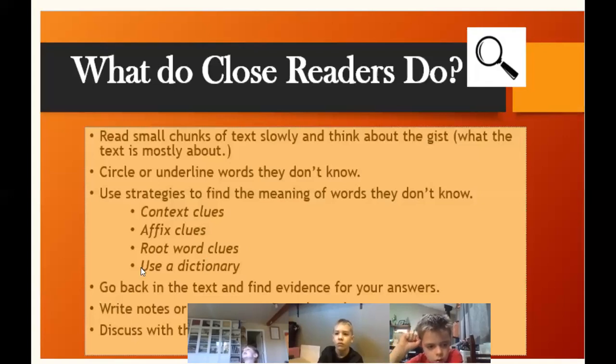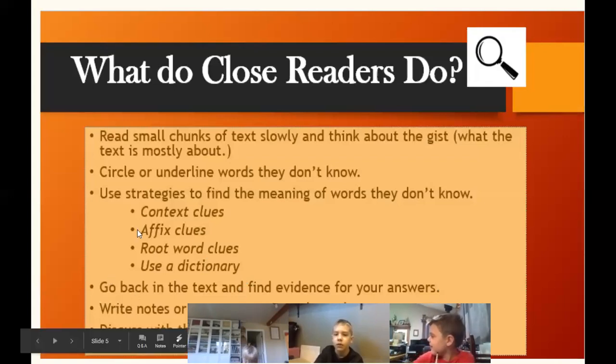and see if that gives us a hint. Or as a last option, today we are going to practice looking in our dictionary for a word, because sometimes if you can't do those other things, a dictionary is your best option. And we're going to go back to the text and find evidence for our answers, because that is the way that we make sure we explicitly use the text. We go back and make sure we can point at it.